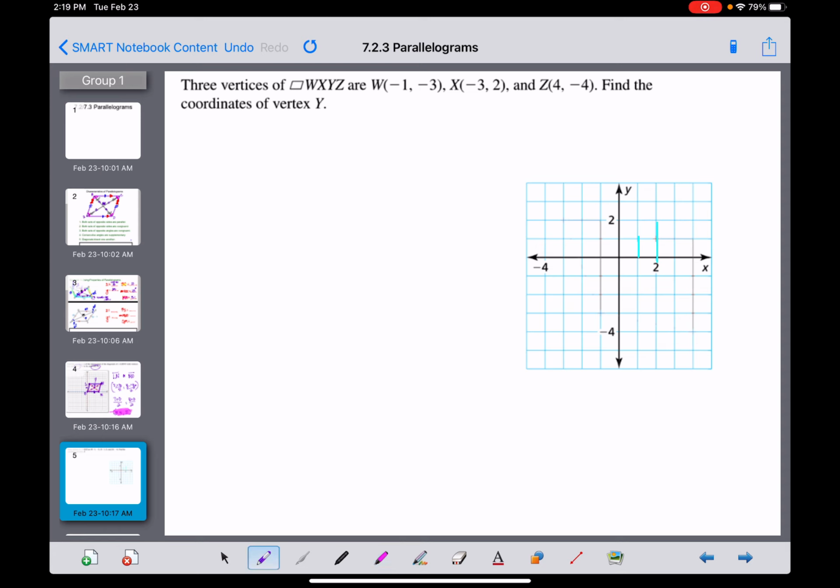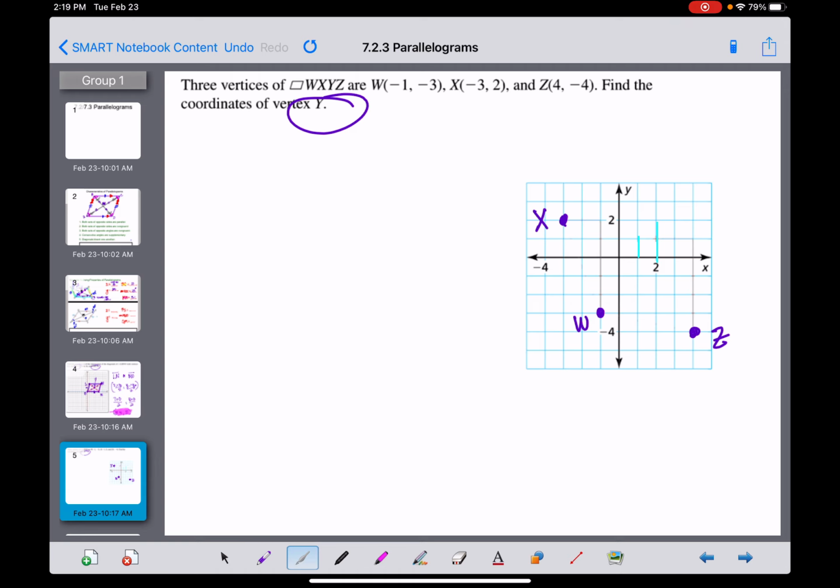I'm given 3 vertices. W is at (-1, -3). X is at (-3, 2). And Z is at (4, -4). And I want to know where my last coordinate, Y, would be. So we know that opposite sides of a parallelogram are congruent. So I'm going to be working with the slope.